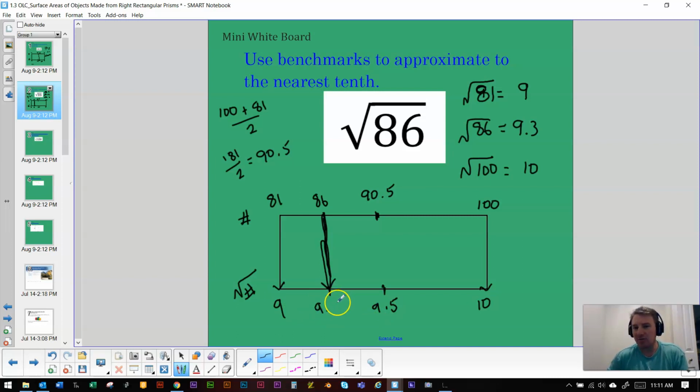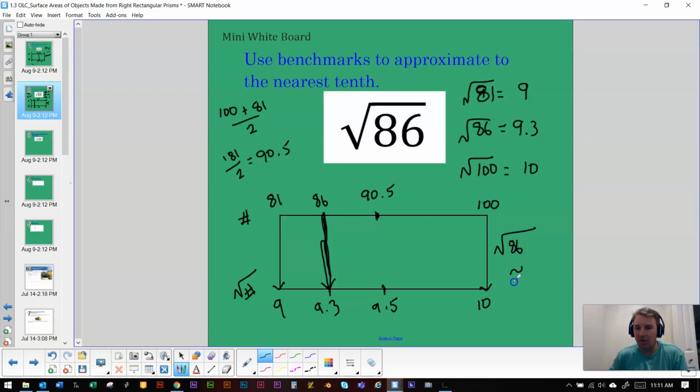It only asked us to do it to the nearest tenth. So I'm going to estimate 9.3. Okay, so this time I got exactly the same answer as I did with the quick method, but now I'm more confident in it because when I drew the lines, as long as I drew my lines straight, which, as you can see, they're not perfect, our estimate should be pretty good.